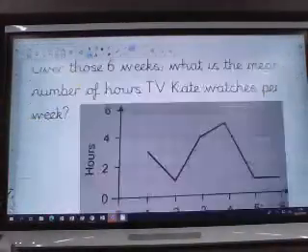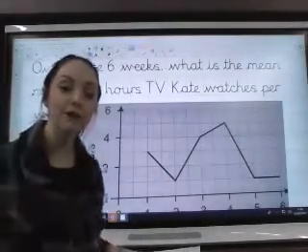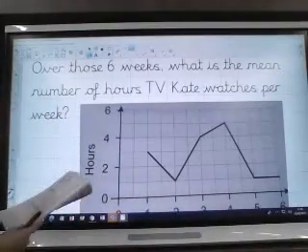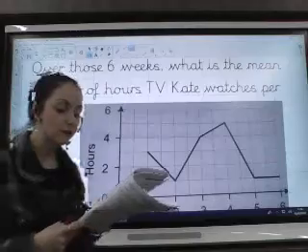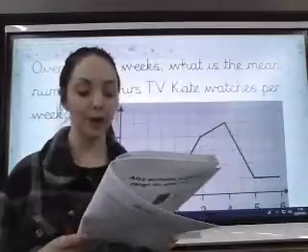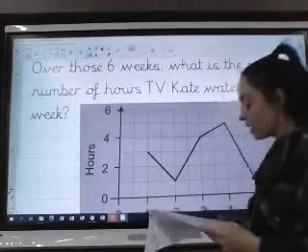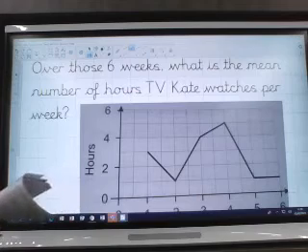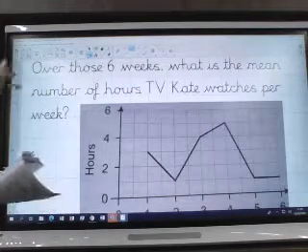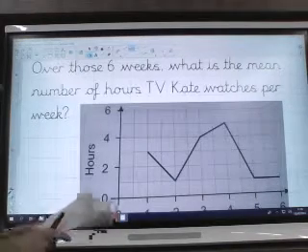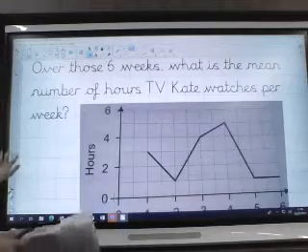Question 3 then. Oh, line graph for this one. We did line graphs yesterday, so we should be pretty confident with those. So it says Kate draws a line graph to show how many hours of TV she watches each week for 6 weeks. Her graph is shown below. So your question says, over these 6 weeks, what is the mean number of hours TV Kate watches per week? Okay, so let's have a look at our line graph then.